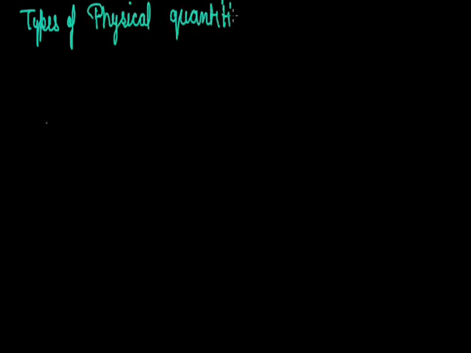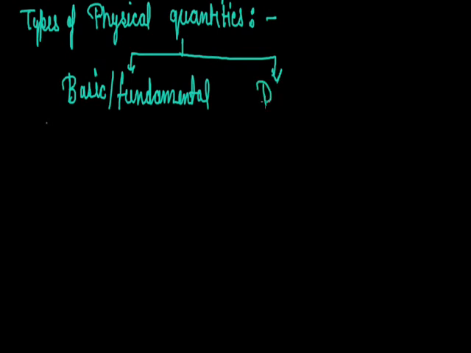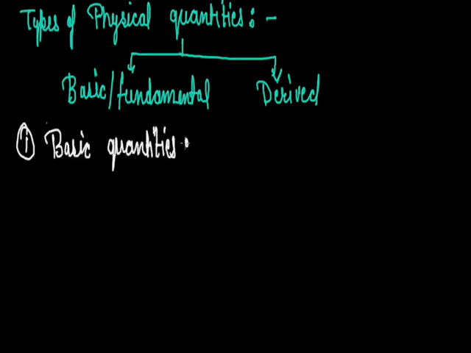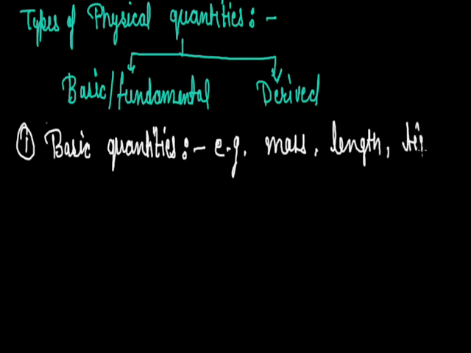Now next is types of physical quantities. There are two types: first is basic or fundamental, and second is derived. First, basic physical quantities. What are basic physical quantities? Those quantities that are independent of any other quantities, and can neither be changed nor related to any other fundamental quantities, are known as basic quantities. For example, mass, length, time, temperature, current, etc.